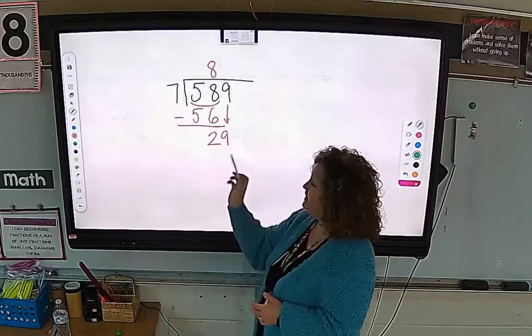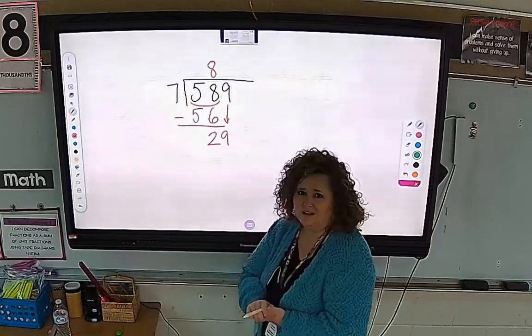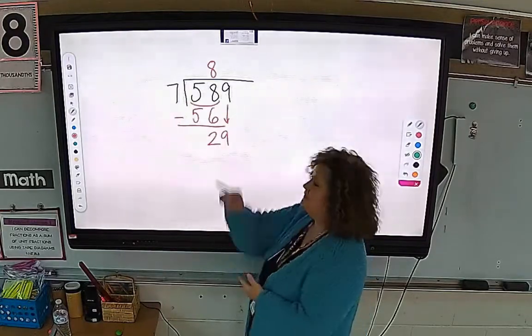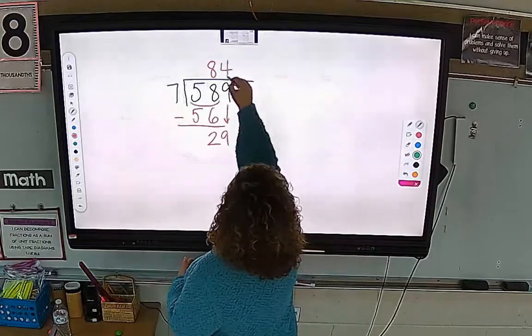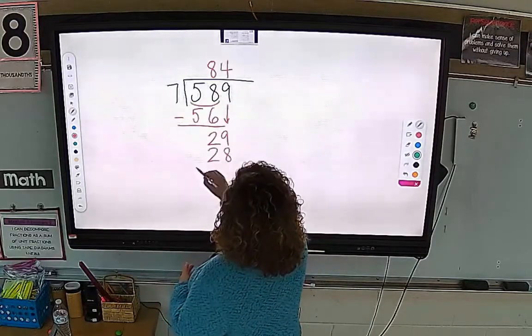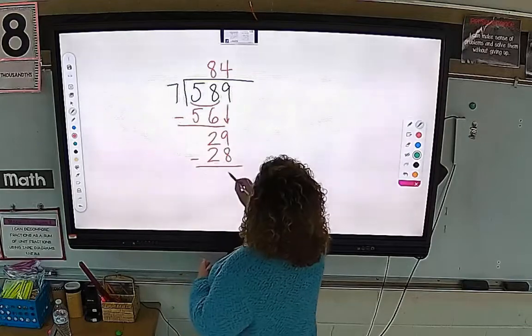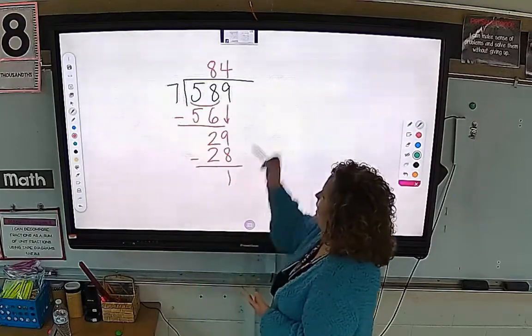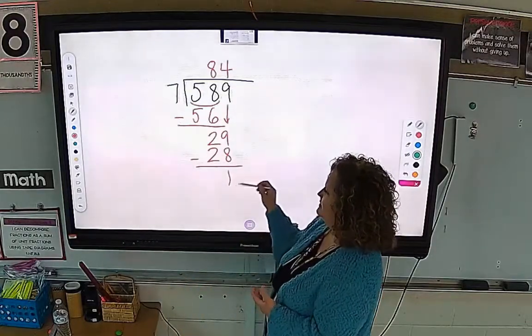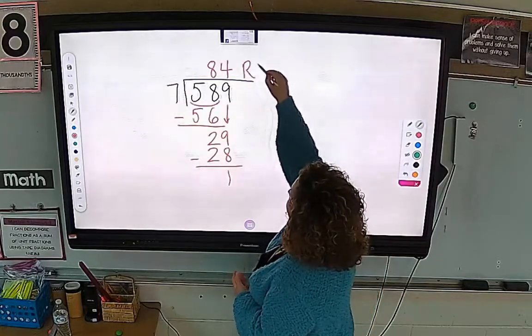How many 7s can I get out of 29? Think of your 7s. 7 times 4 is 28, so that's pretty close. We subtract that and have 1 left over and nothing to bring down. So that is left over, and that becomes our remainder.